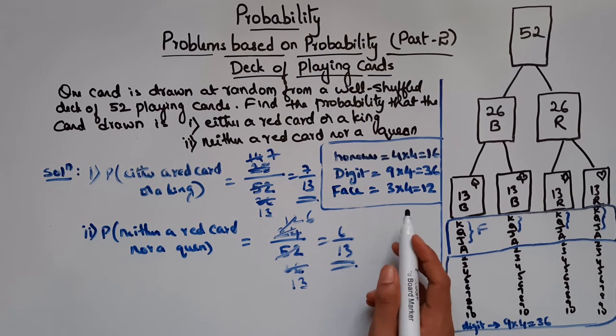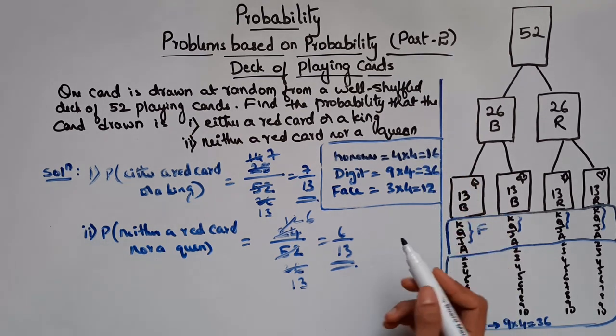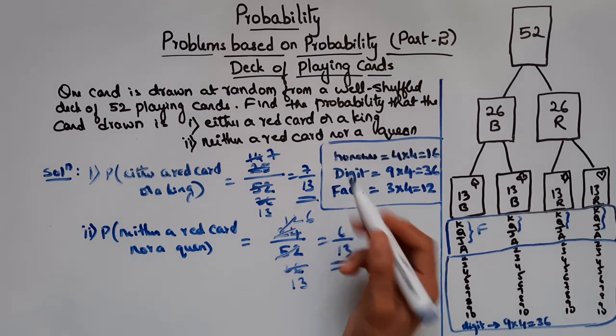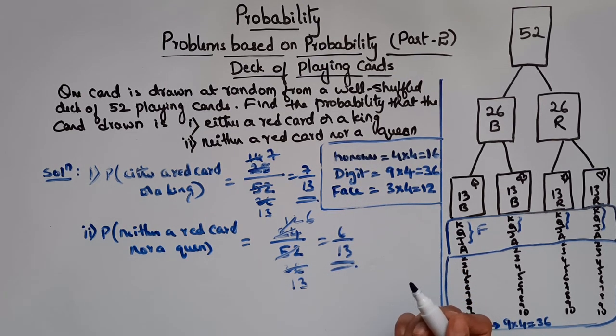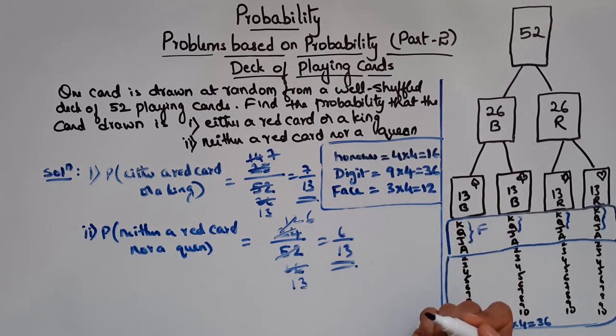They can also ask the probability of getting honor cards. In that case you can write total possible outcome is 52. In the numerator we have 16 honor cards. So 16 by 52. If in case they ask what is the probability of getting digit cards, in that case we have in denominator 52. In the numerator we have 36. How many digit cards we have? 36. So 36 by 52.